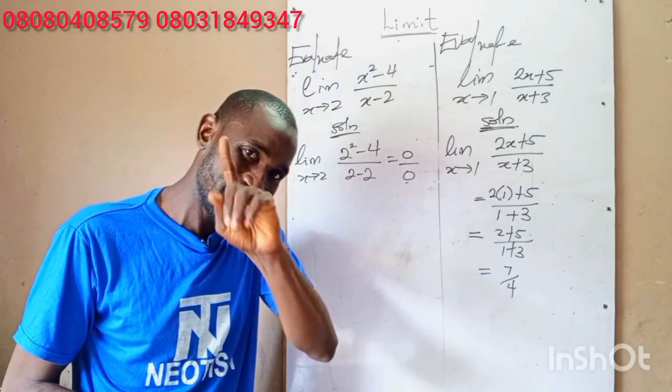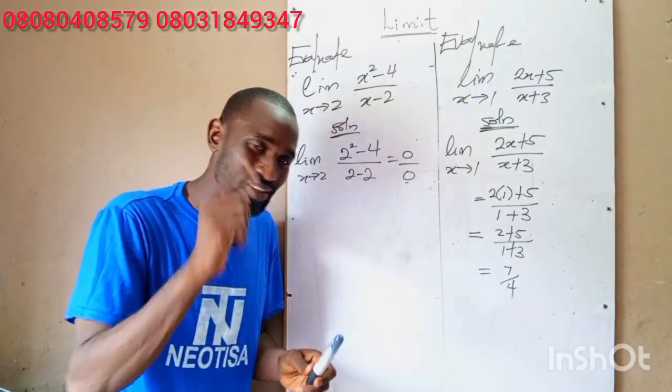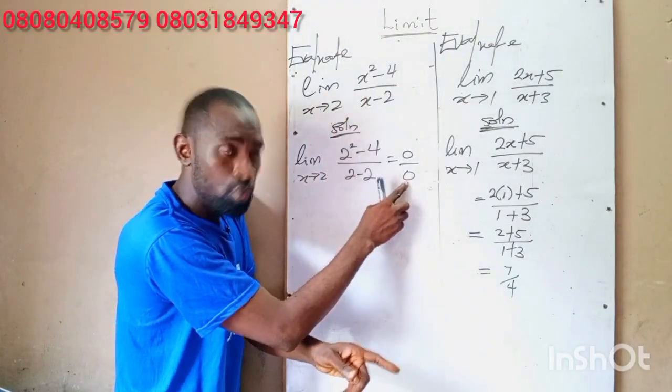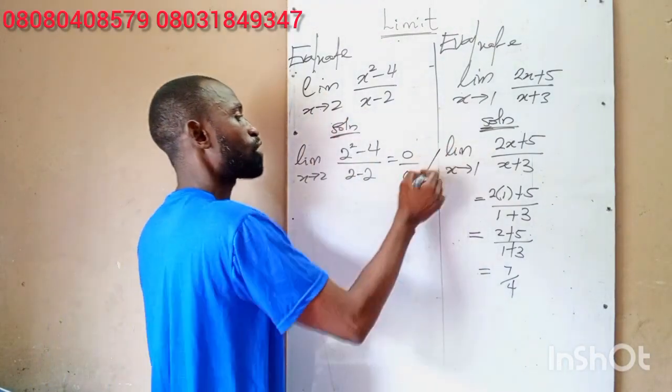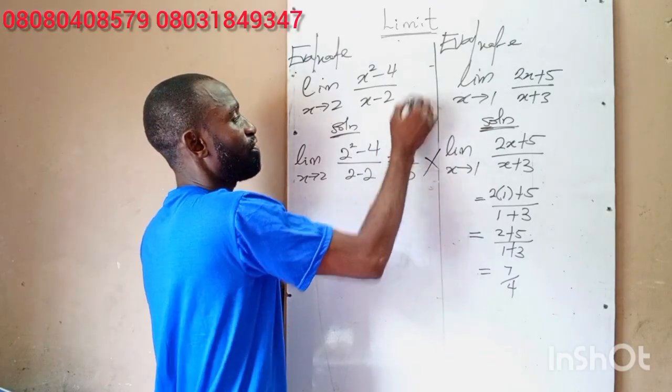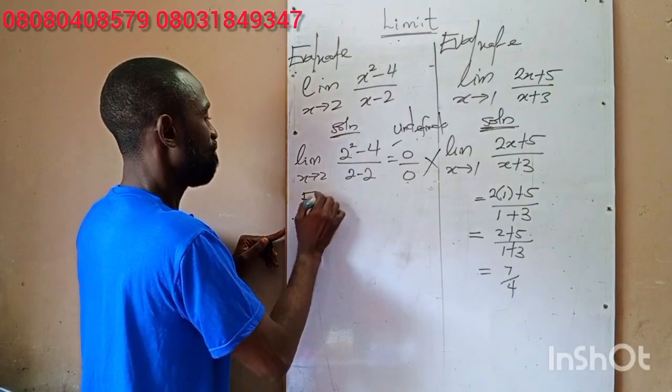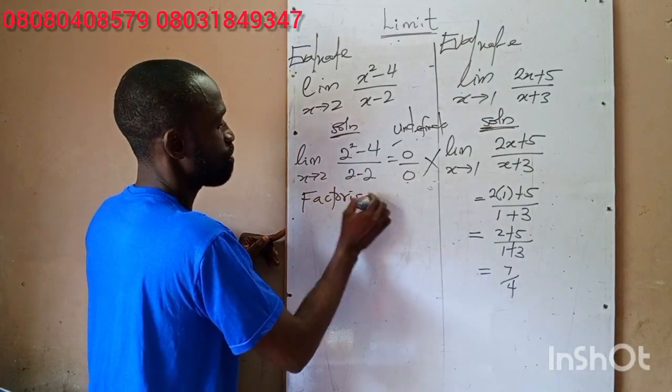I repeat, please class, take note. I'm laying more emphasis on this. Once we use direct substitution and our denominator is 0, we now use what? So it means this one cannot work because this one is undefined. So what I'm going to do, I'll now use the factorization method.